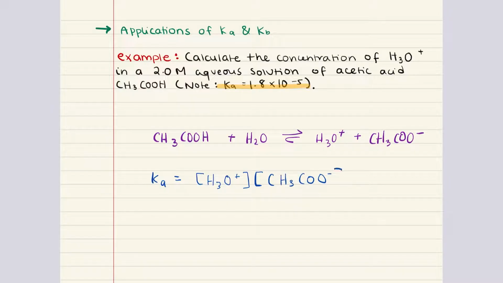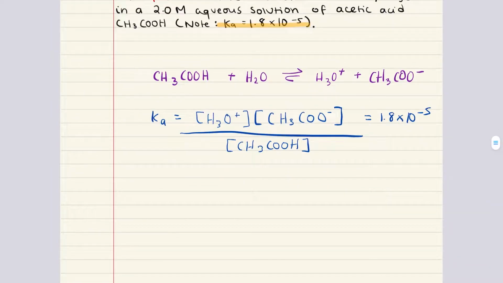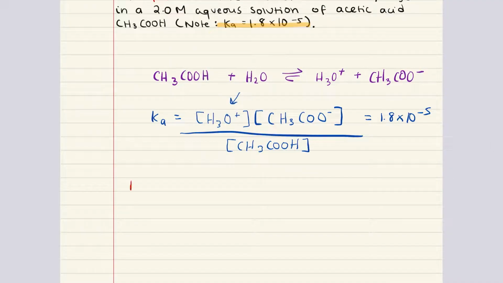Our Ka is going to be the concentration of our hydronium ions multiplied by the concentration of our conjugate base all over the concentration of acetic acid. And this is going to be equal to 1.8 times 10 to the minus 5. We were given that value in the problem. Now, how are we going to go about solving the concentration of hydronium ions? The next best step is to set up an ICE table.